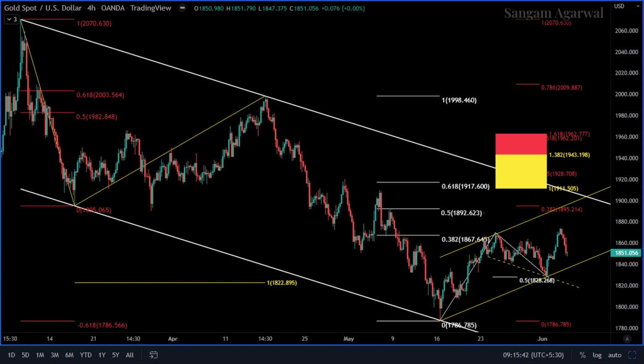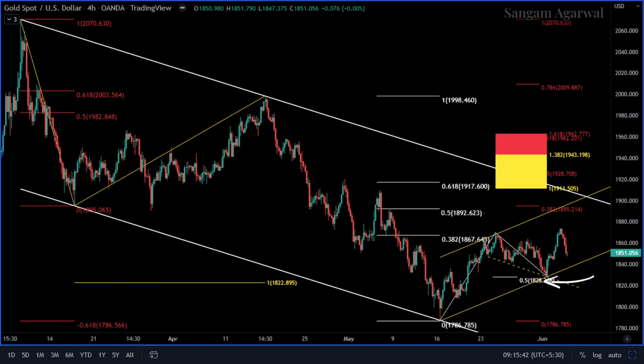If we go to the H4 time frame, then you have this complete trend from the 2070 top to the 1786 bottom. This was the first leg, and it has made a 50% retracement. This can be an A, B, C flat correction that will be confirmed when price makes a new higher high. But 1786 is our bottom, and our first key support is 1828.